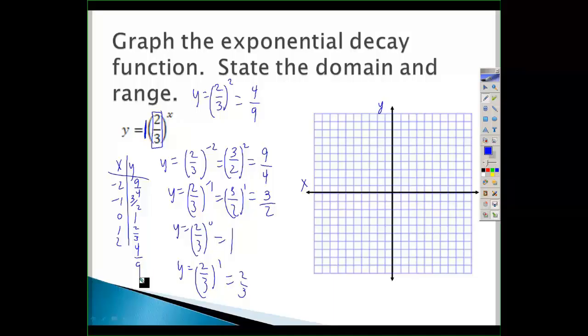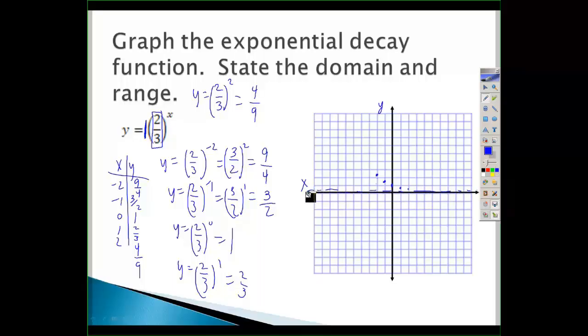Okay, and let's put these on a graph and see what it looks like. Okay, -2, 9/4. Right about there. -1, 3/2 right there. 0, 1. 1, 2/3. 2, 4/9, and as you can see, it's getting closer and closer to 0. So we're going to go ahead and assume there's an asymptote there. I'm going to tell you there is one there.